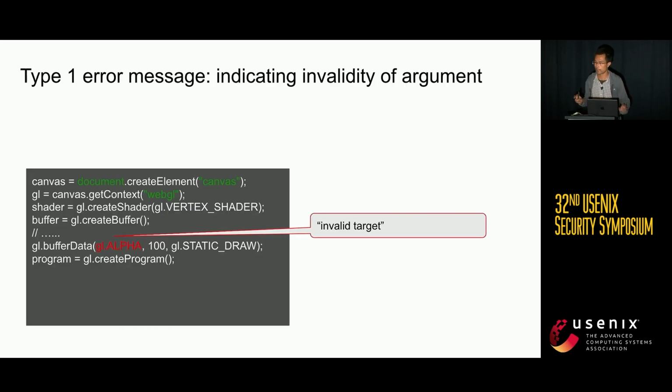So we categorize the error into two types. For the first type, type 1 error message, it indicates part of the API parameter argument is wrong. So we call this type 1 error message. In this example, the GL buffer data, the first argument, GL alpha, is a typo. This one is wrong, and we feed it into the browser, which will complain about invalid target.